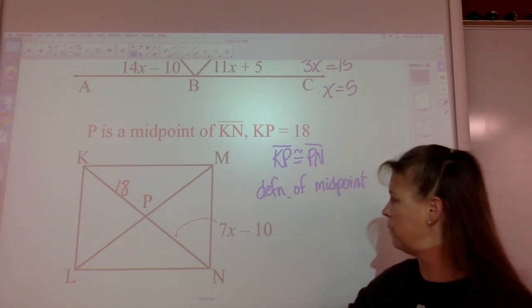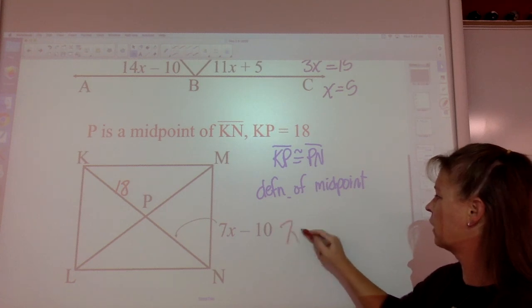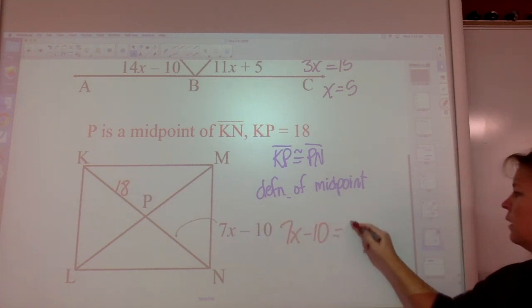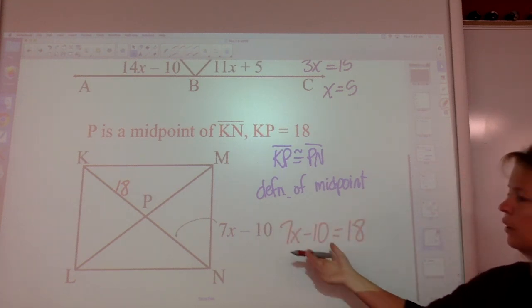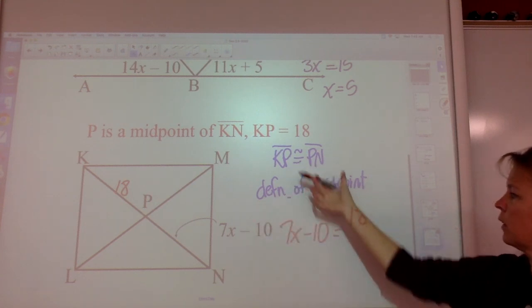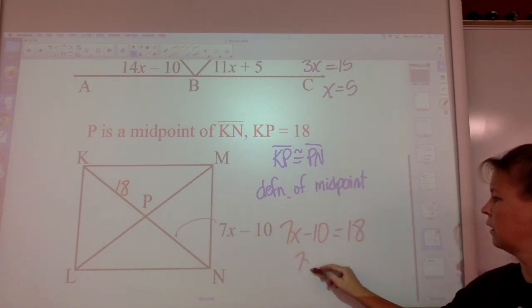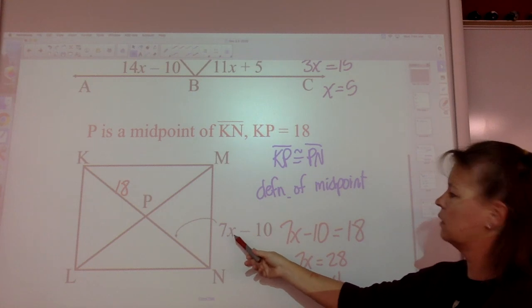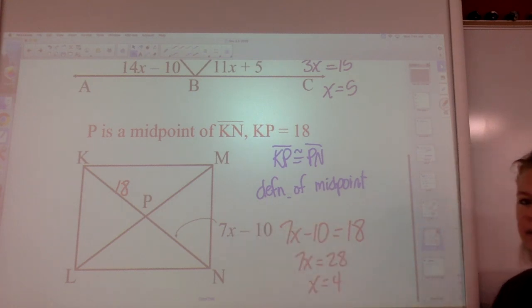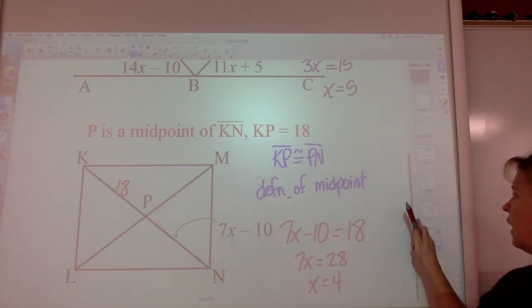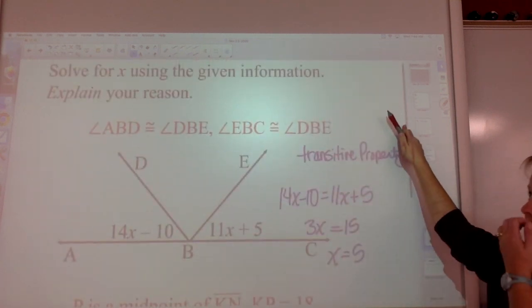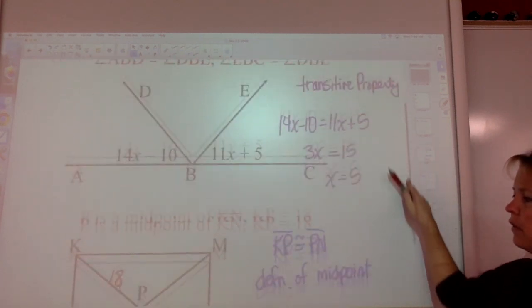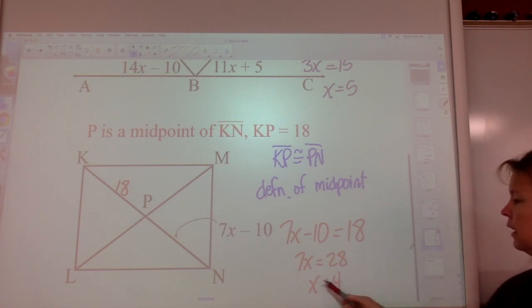And the definition of midpoint says that those two are congruent, and we don't need to say it here, but by the definition of congruent, if two segments are congruent, then they have the same measure. You get 7x equals 28 and x equals 4. 7 times 4 is 28. 28 minus 10 is 18. And it does say on all of these to find x. It didn't say find the measure of the angle or find the measure of the segment. It just said find x. So on all of them, you're finding x.